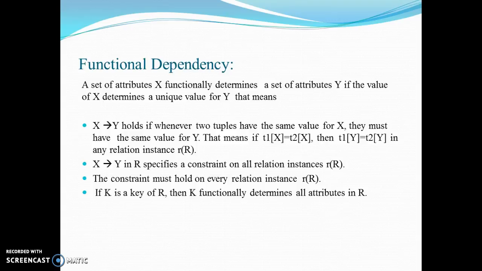The second one is about relation instances. If X → Y in R, it specifies a constraint on all relation instances of R. It means it is holding the second type of functional dependency. The third one is that if the constraint must hold on every relation instance R, it is holding a functional dependency. If K is a key of R and K functionally determines attributes in R, that means it determines all attributes in R.